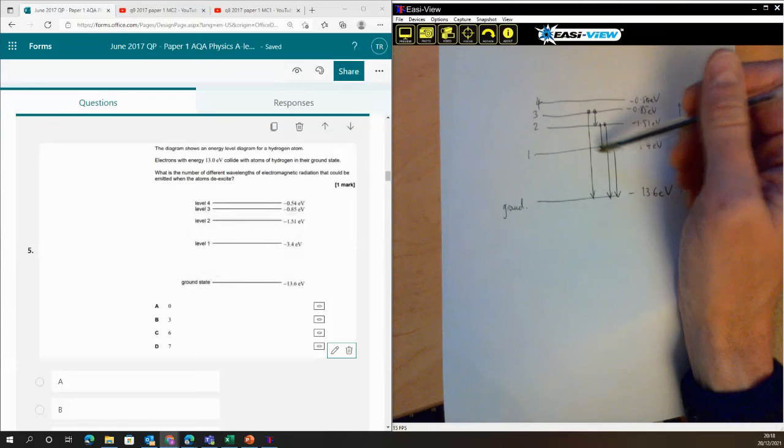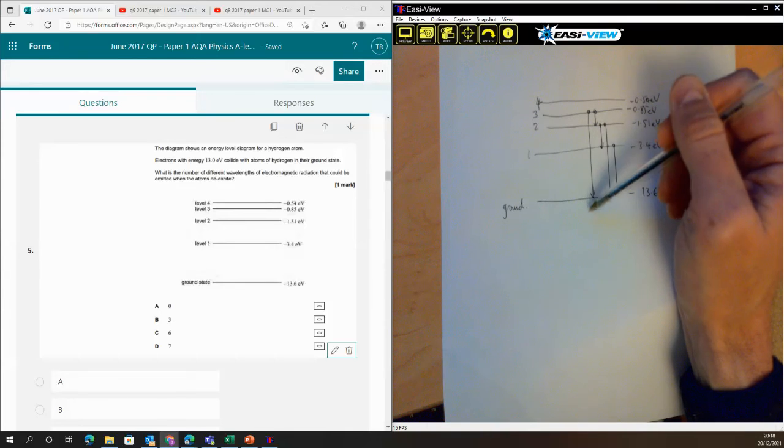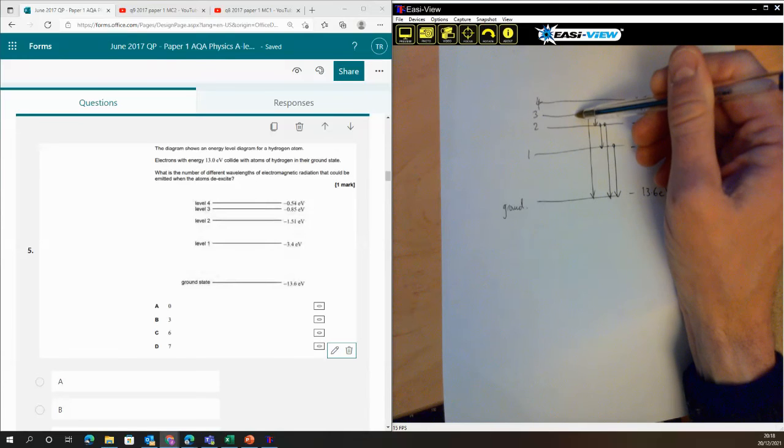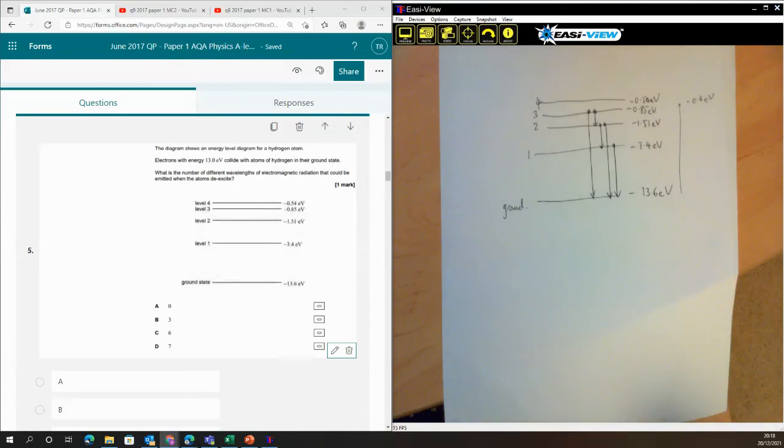So from 1 to ground, there's only 1. From 2 to ground, there's 1, 2. So that's 3 in total. And then from 3, there's an additional 1, 2, 3. So you go up to 6. So there are 6 possible transitions.